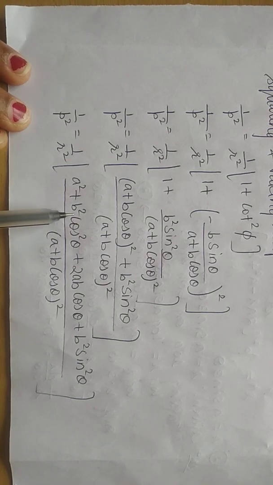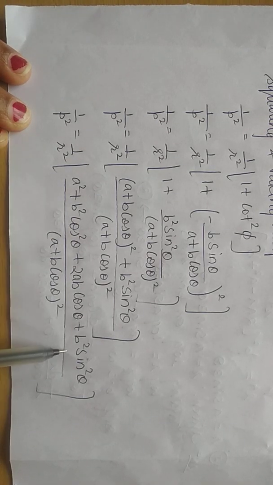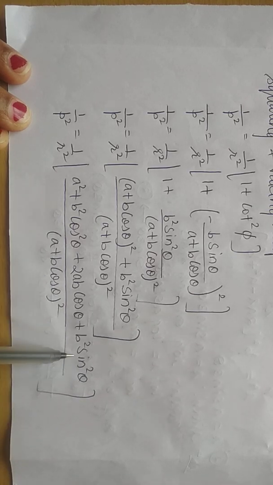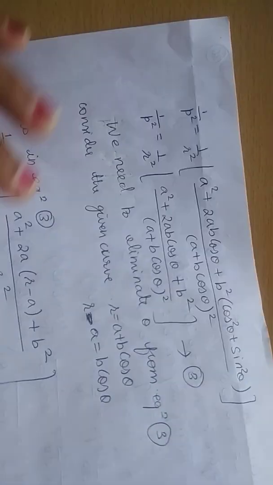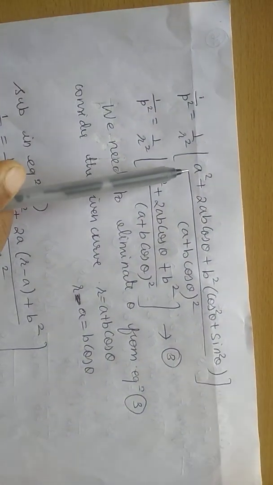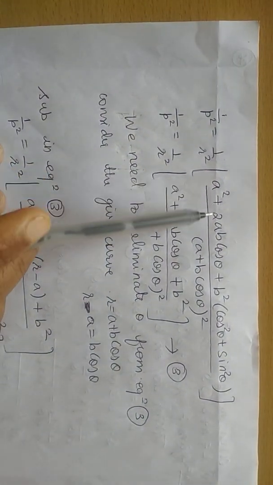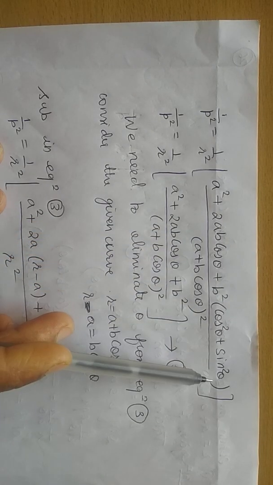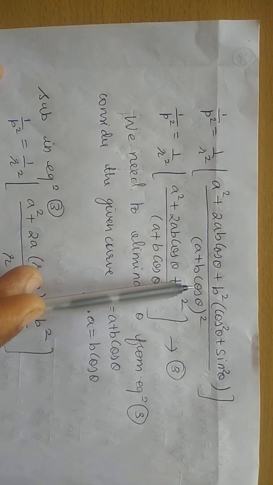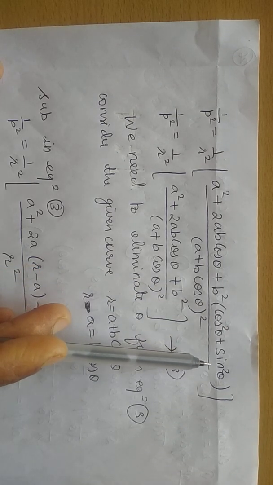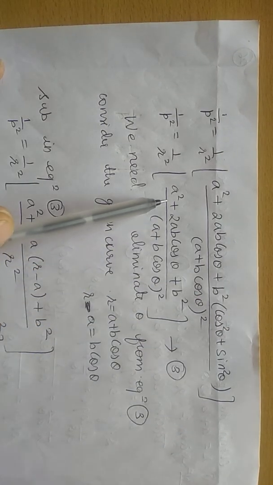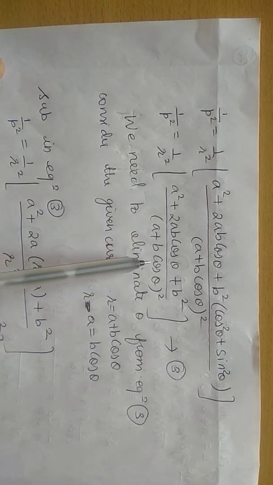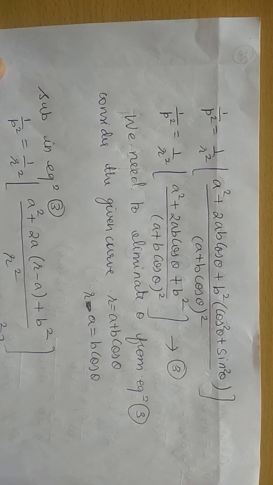If you observe here, b square cos square theta is there, and here b square sin square theta is there. So taking b square common, I am going to get 1 upon r square is equal to a square plus 2ab cos theta, which will remain as it is. I am taking b square common and the denominator will remain as it is. Cos square theta plus sin square theta is 1, so I am left with a square plus 2ab cos theta plus b square upon a plus b cos theta the whole square.